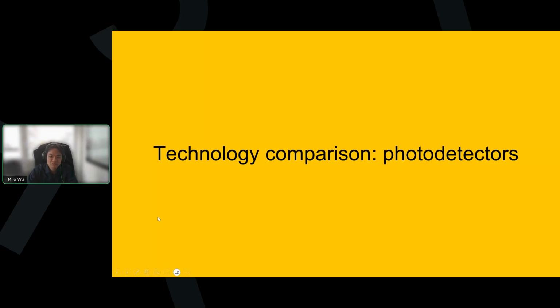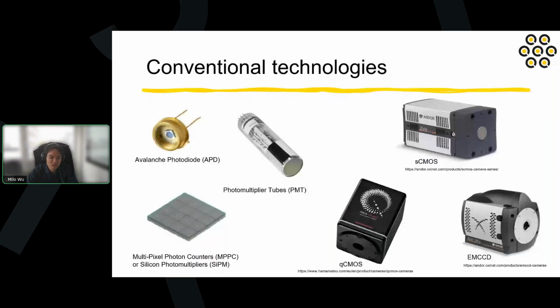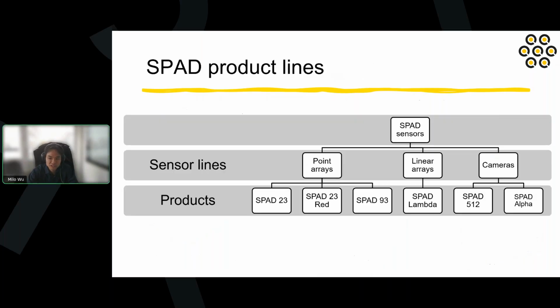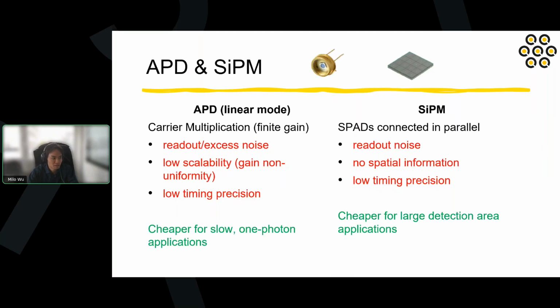So now I'll start some comparison with the conventional photodetectors. This goes through some APDs, which are avalanche photodiodes, PMTs, and SiPMs for the single-pixel or small array detectors. And I'll also compare the SPAD cameras to sCMOS, qCMOS, and EMCCDs. To address all these types of detectors, we have basically three product lines: point array, linear array, and cameras. The point array will be compared to the smaller detectors like APD or SiPM.